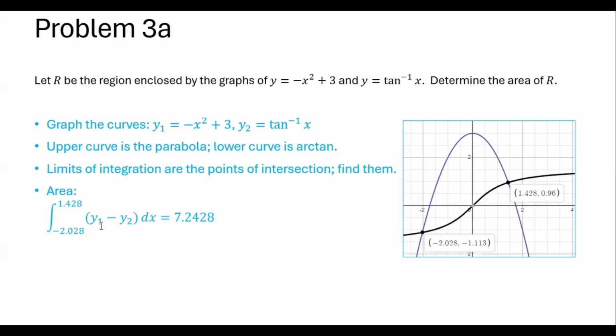Okay, y1 minus y2. Well, I guess I didn't say this yet. y1 is set to the parabola, y2 is the arctangent. Okay, so y1 minus y2 dx. So in the calculator, this is 7.2428. If you have the older ones, it's fnInt y1 minus y2, comma x, comma minus 2.028, comma 1.428. That's how we input it.